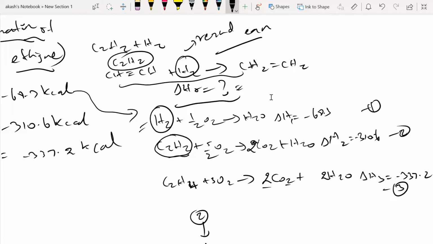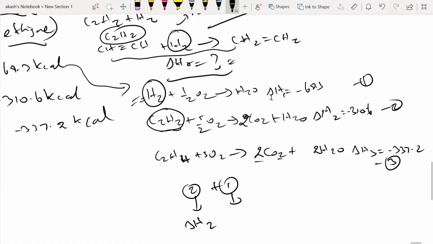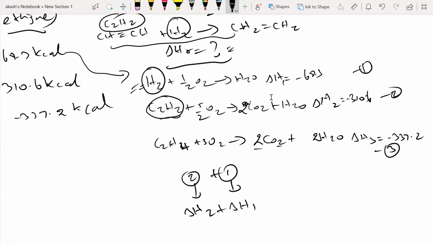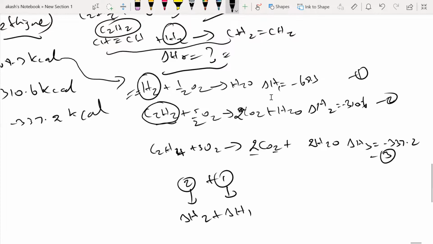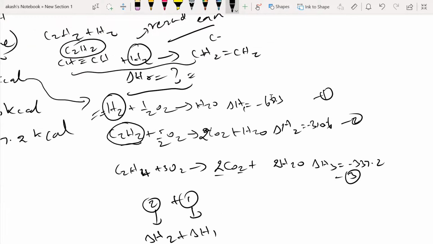Yeah, one H2 is required, and one H2 is there in the reactant side as well. So 2 plus 1, again I have to add what? We just have to add your delta H1 value directly. Okay, next what we need? We require C2H4 in the product side. Where is C2H4? C2H4 is here.